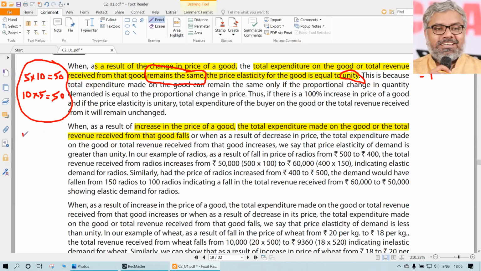What could be the example in this case? Let us keep the original thing like that. Say the original price of the commodity is 5 rupees, and 10 units were purchased originally. The original revenue was 50 rupees, just for example. But now when the price has increased to 10 rupees, people have started buying only, say, 4 units. They did not purchase 10 units, they did not purchase 5 units, they purchased 4 units. That means the total revenue has fallen.